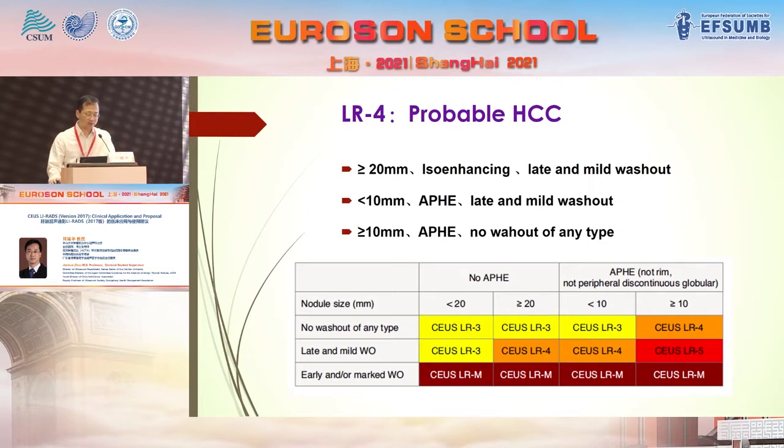LR-4 is probably HCC. It could be a lesion larger than 20 millimeters, showing iso-enhancement in the arterial phase, but with late and mild washout. Or it could be a lesion less than 10 millimeters, showing hyperenhancement in the arterial phase, but with late and mild washout. Or it could be a lesion larger than 1 centimeter, showing hyperenhancement in the arterial phase, but no washout of any type could be detected.